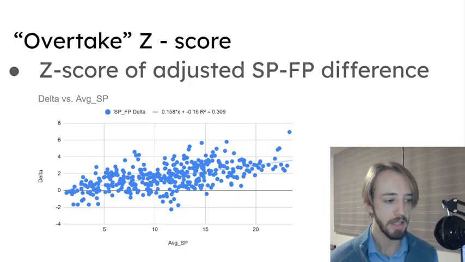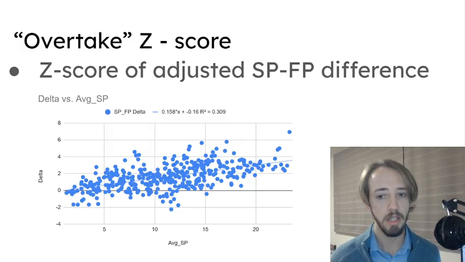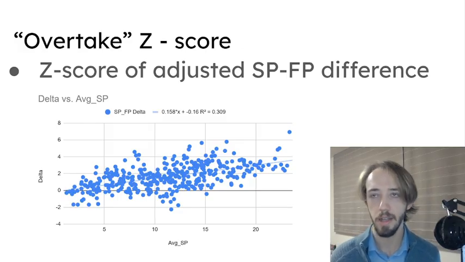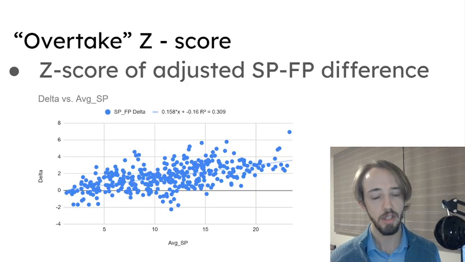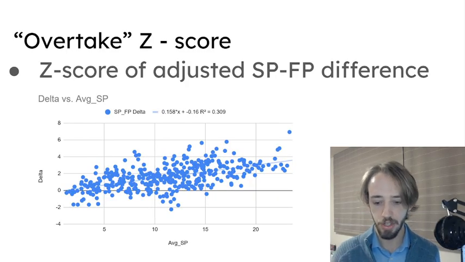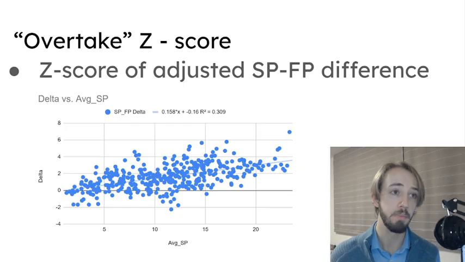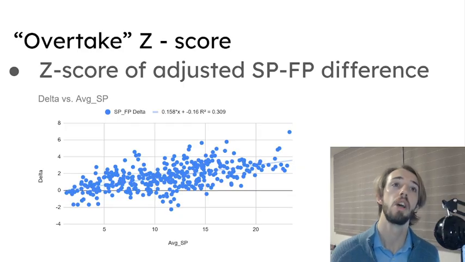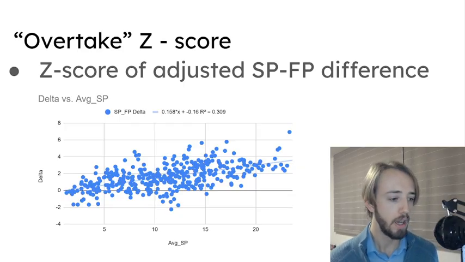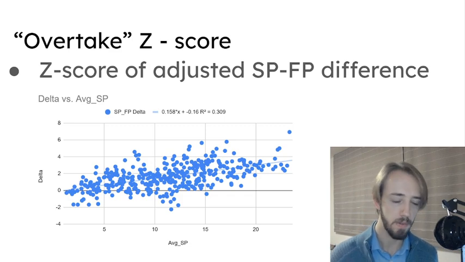And so this is a Z-score of the adjusted standard starting position, finishing position difference. And the reason that this is involved is, I do think it's a relevant metric, saying how much a driver progresses from their starting position to their finishing position. But that being said, you can't take the raw value, and these charts will kind of explain why.